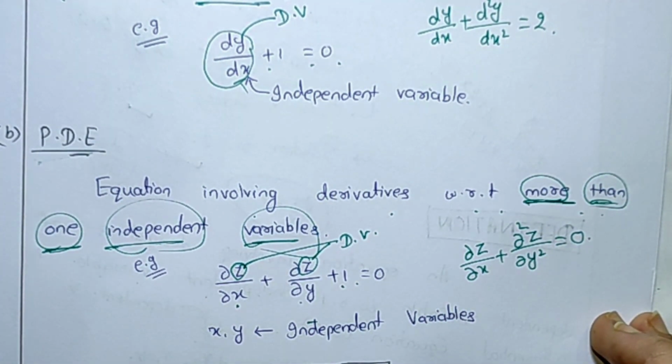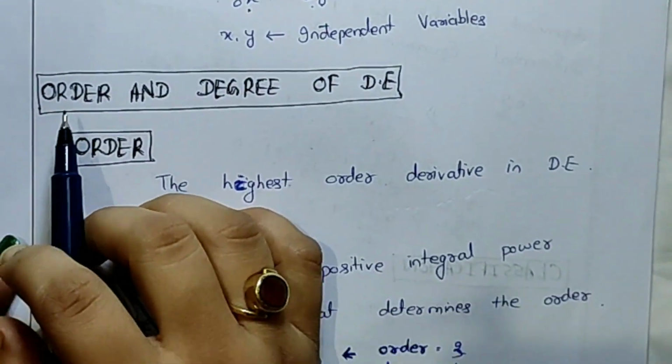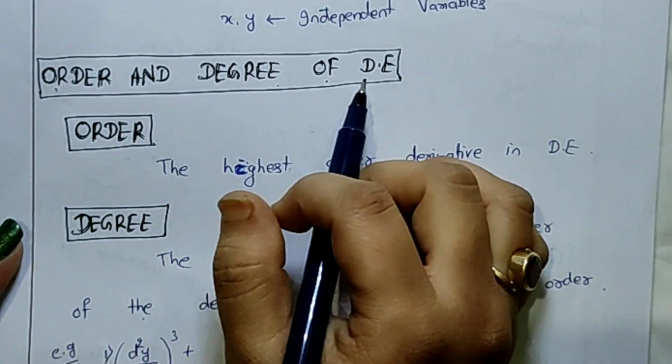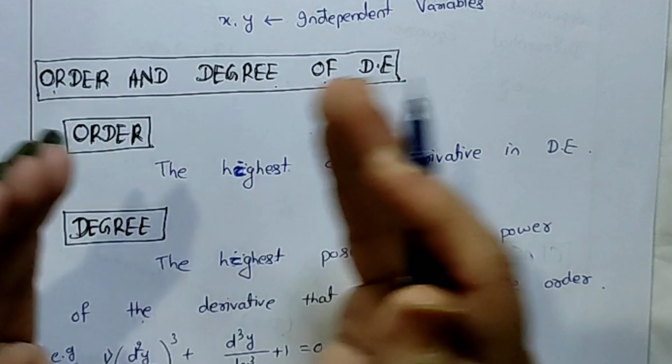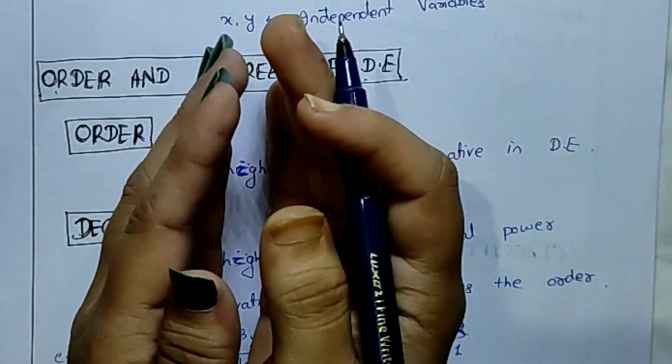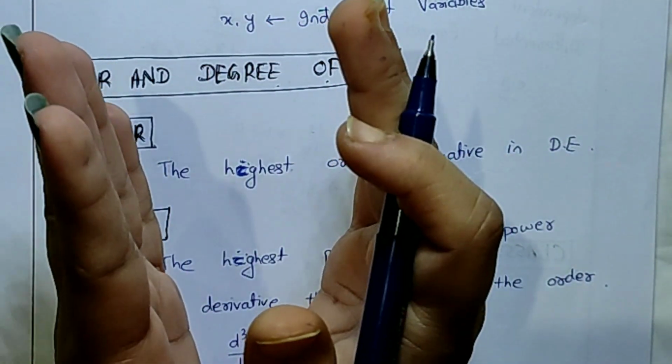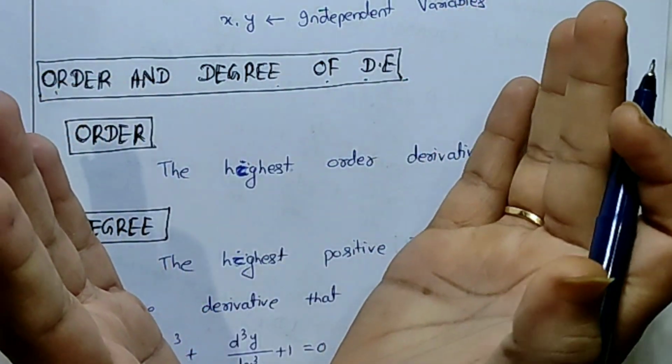Clear? Let's move on. Now, the order and degree of a differential equation. If we have an algebraic equation, then we have some order and some degree of that algebraic equation.